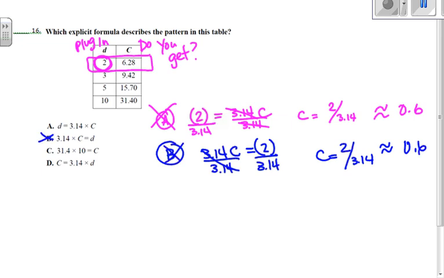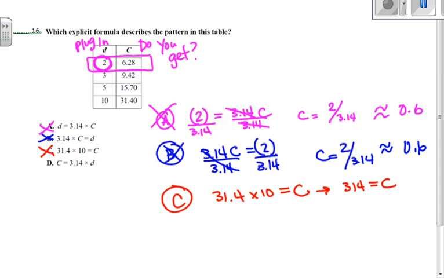Okay, so we've said no to A, we've said no to B. Let's move on to C. C, 31.4 times 10 is equal to C. There is no D here. 31.4 times 10 is 314 is equal to C. That means that it doesn't matter what D is, because D is not in the equation, then C should be 314, excuse me, and it's not. You can see that C does vary, and C does depend on whatever D is. So C is not the answer.